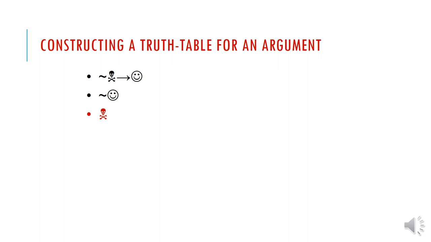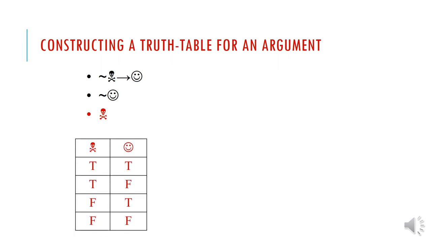So here, we draw our reference columns. You'll notice, because we're only using two symbols, a skull and crossbones and a smiley face, that there's only two simple propositions, meaning four rows. The reference column is all the states of affairs of these two combined simple propositions.